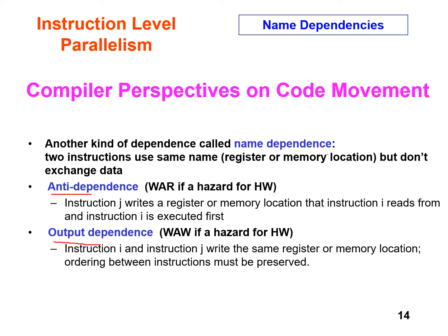The next one is output dependency, which means that both instruction I and J are going to write to the same register or the same memory location. So this is called a write after write hazard, or output dependency. These are all the kinds of dependencies: name dependency and data dependency. We have to avoid such dependencies.